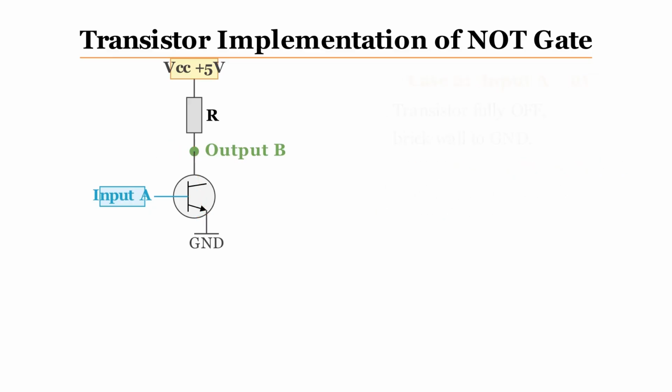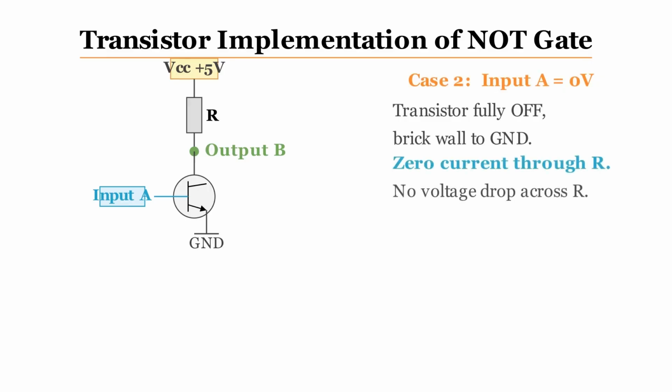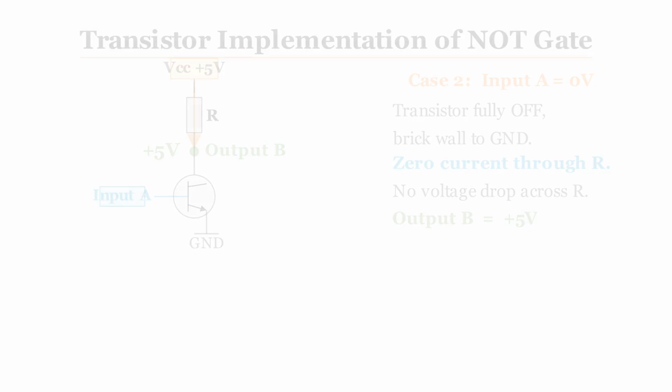Case 2. Now let's apply 0 volts to input A. The transistor turns fully off. It becomes a brick wall. No current can flow down to the ground. Because there is 0 current flowing through the resistor, it doesn't drop any voltage at all. So the full plus 5 volts from VCC pushes right past the resistor and sits entirely at output B. Output B becomes plus 5 volts.